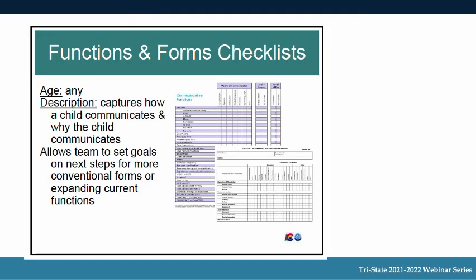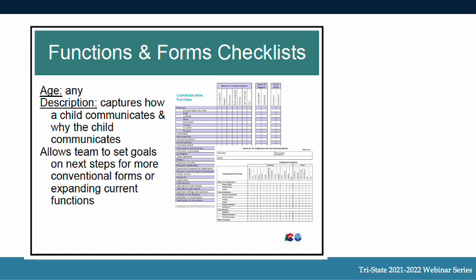Let's take a look, for example, at the functions and forms checklists from the Colorado Department of Education trainings. This is something that our speech language colleagues would be very familiar with. It's basically a list of reasons why a child communicates. Those are referred to as communicative functions, things like requesting an object, requesting help, requesting attention.